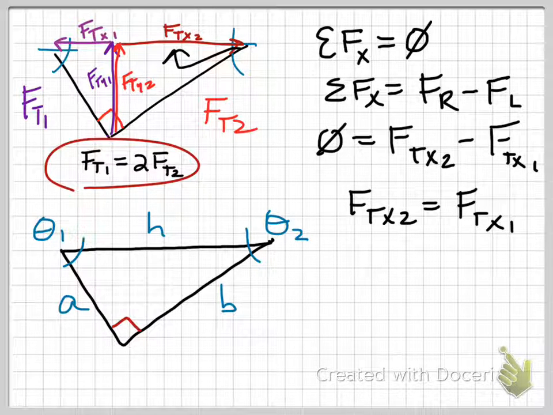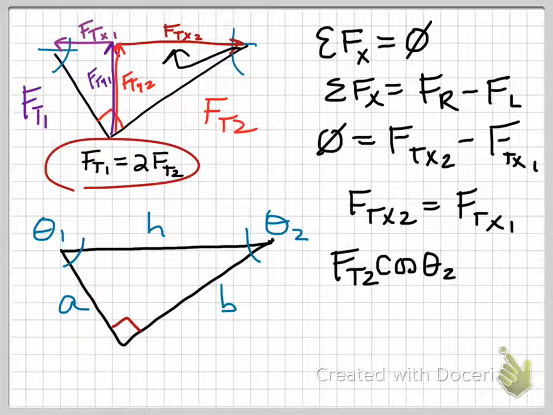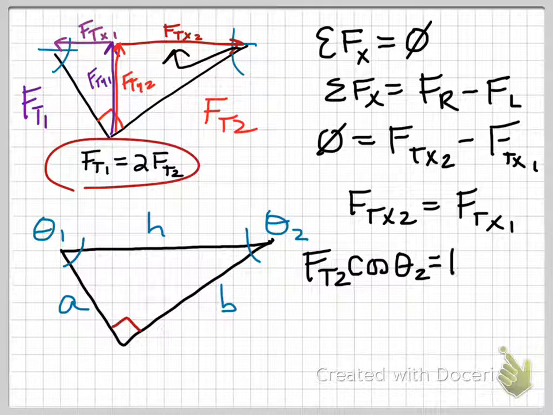So we're going to go ahead and put in our expressions for those. We know that this is equal to force of tension 2 times cosine theta 2. And we know that force of tension 1 cosine theta 1 is going to be our force of tension on the x for side 1. This is the easy part, right? This is okay? We're good with this.